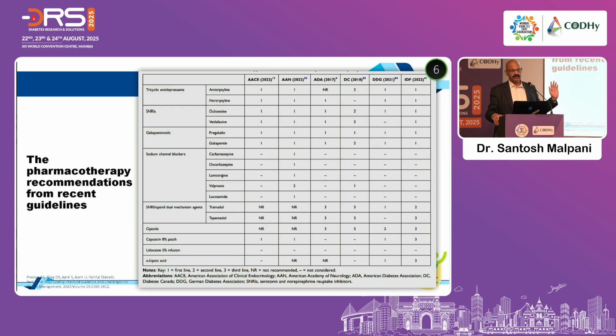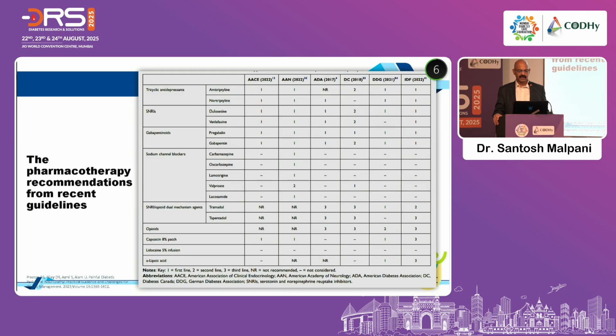These are the 5 associations, and they have recommended certain therapies for the peripheral neuropathy. There is no consensus about the neuropathy treatment, but as far as the tricyclic antidepressants are concerned, that is the amitriptyline, nortriptyline, they come at the first place because of their cost. So we can use them. As far as the SNRI is concerned, duloxetine is the popular compound in our practice.